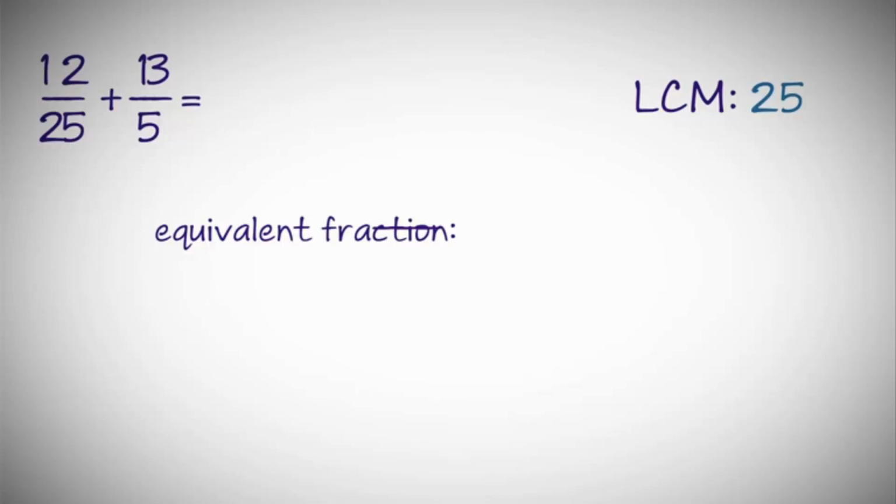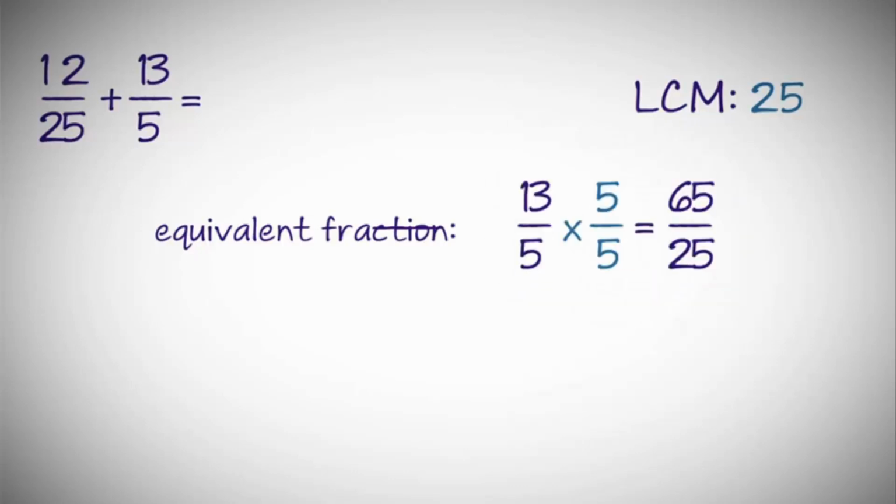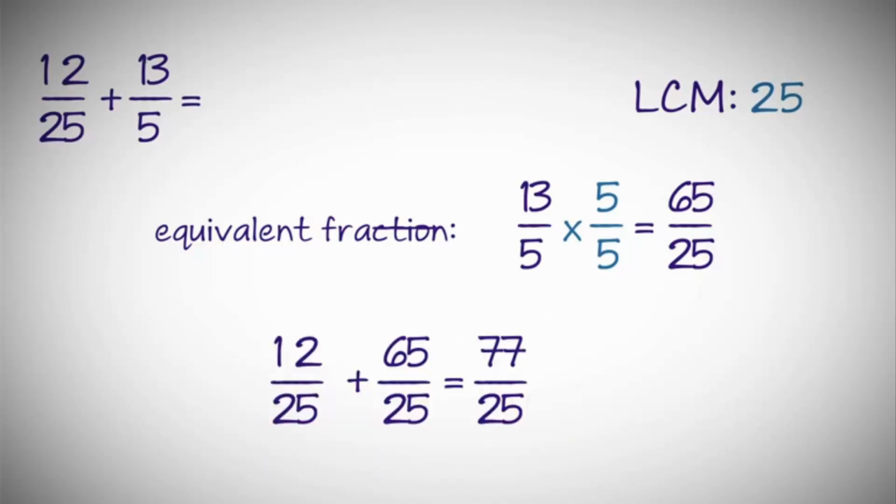We can accomplish that by multiplying both the top and the bottom by 5, giving us a new fraction of 65 over 25. Now that we have a common denominator, all we need to do is add the numerators only. So 12 plus 65 gives us 77, and then we keep the same denominator. So our answer is 77 over 25.